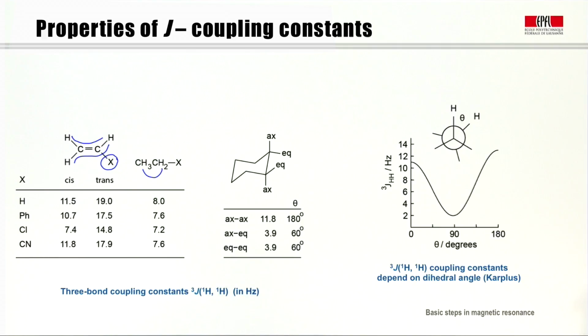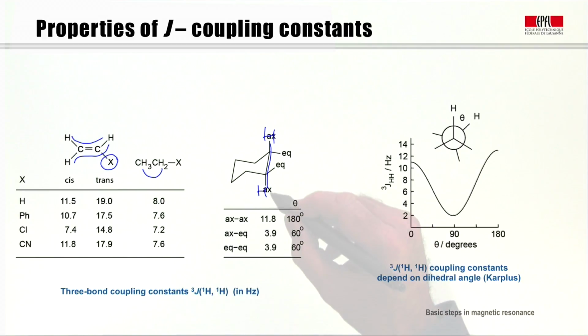And it turns out that here we can distinguish axial coupling. So if there's a proton up here and a proton down here, then this is an axial-axial coupling, and that turns out to have a dihedral angle, if you look at the Newman diagram, of 180 degrees, and the scalar coupling is quite large, in the vicinity of 12 Hertz.